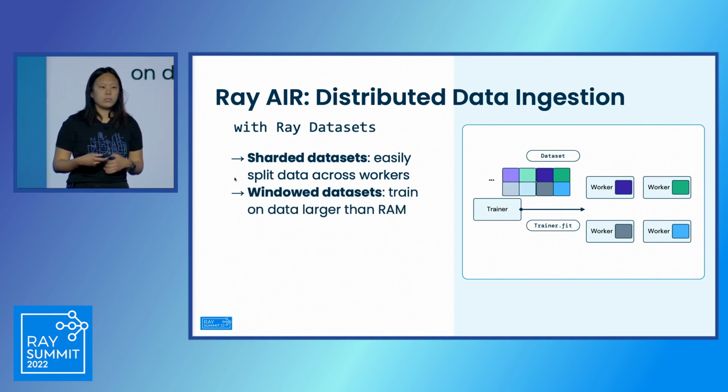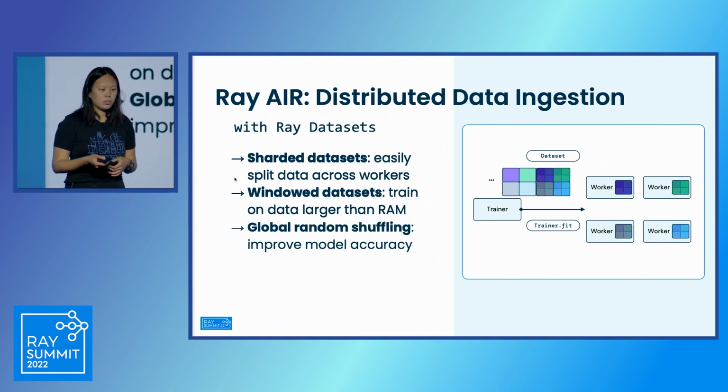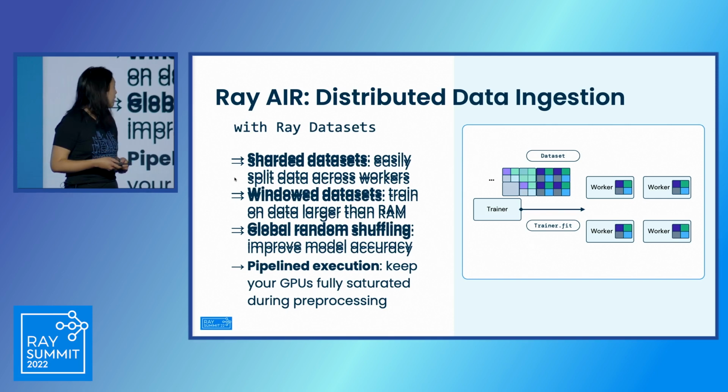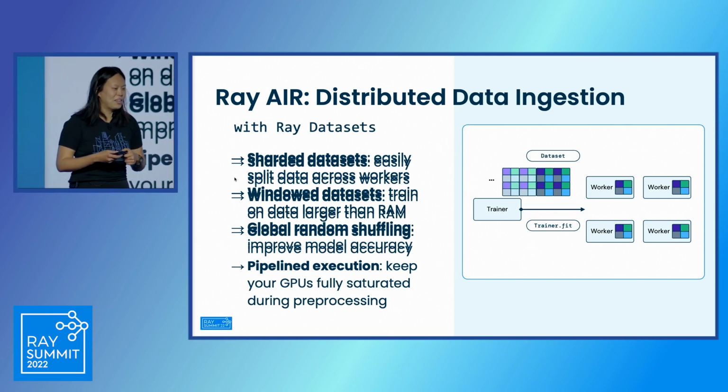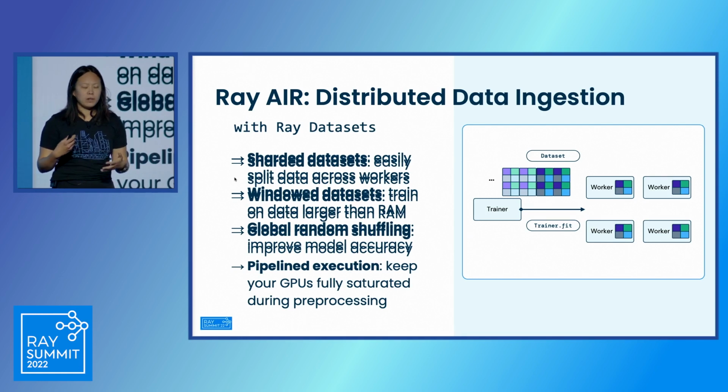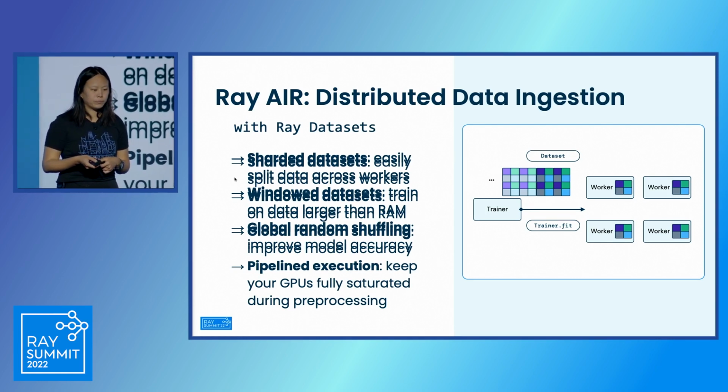Eventually, we'll also want to train on data that's larger than can fit in the memory capacity of the cluster. And to improve model accuracy, we'll also want to randomly shuffle the data set before loading it into the training workers. And finally, to improve GPU utilization, we'll also want to pipeline this shuffling step with the training execution.